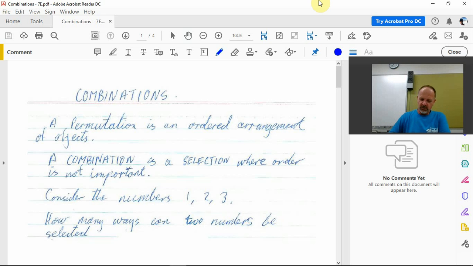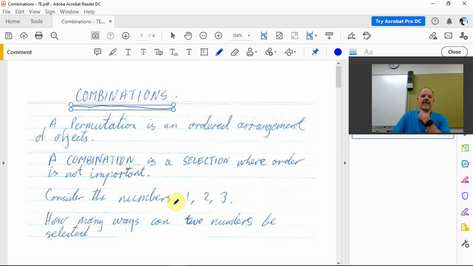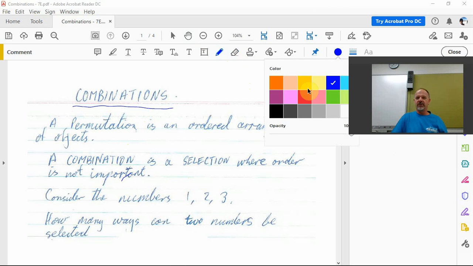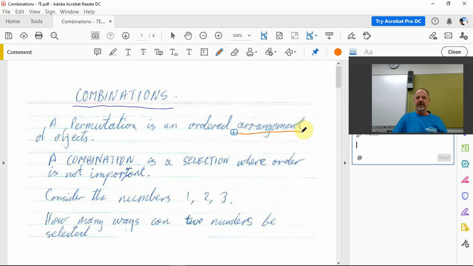Okay, so now we're up to what's called combinations. So here's a definition, the difference between a permutation and a combination, and we've got some key words going on here. A permutation is an ordered arrangement of objects, and a combination is a selection where order is not important.